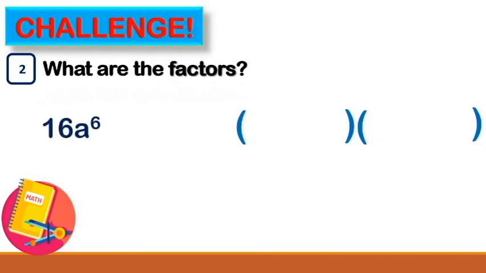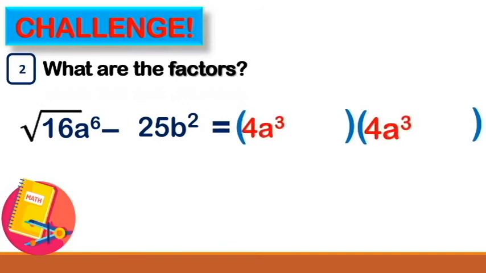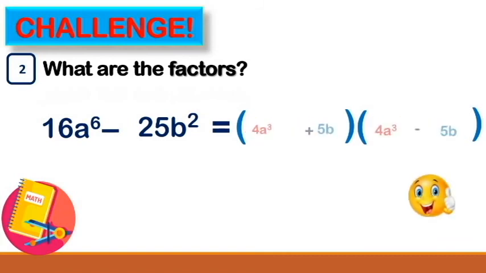Question number 2. So what are the factors of 16a to the 6 minus 25b squared? The final answer is the quantity 4a cubed plus 5b times the quantity 4a cubed minus 5b. And you are correct.